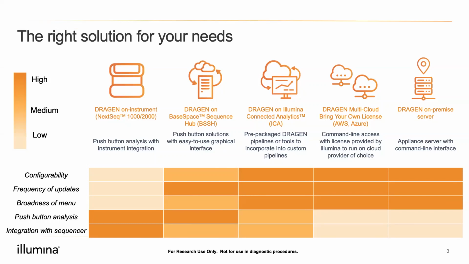DRAGEN is available on the latest sequencer of Illumina's NextSeq 1000-2000. And earlier this year, we announced that the DRAGEN licenses are included now with the sequencer. There's no additional cost. So if you have a NextSeq 1000-2000, you have access to pre-configured workflows for a select menu of applications, including WGS germline, some enrichment, germline and somatic workflows, RNA, and single-cell RNA. This DRAGEN onboard NextSeq 1000-2000 offers push-button analysis that's integrated with the sequencer.